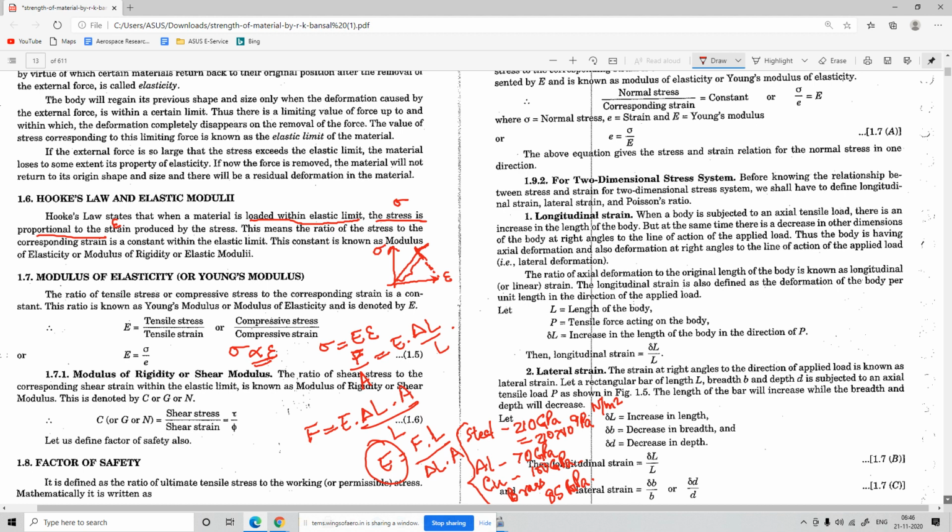Now that goes for Young's modulus. Then next we have the modulus of rigidity. The modulus of rigidity is the ratio between the shear stress and the shear strain, denoted by the letter C, N or G. Another is the bulk or volume modulus of elasticity, which is not written over here.